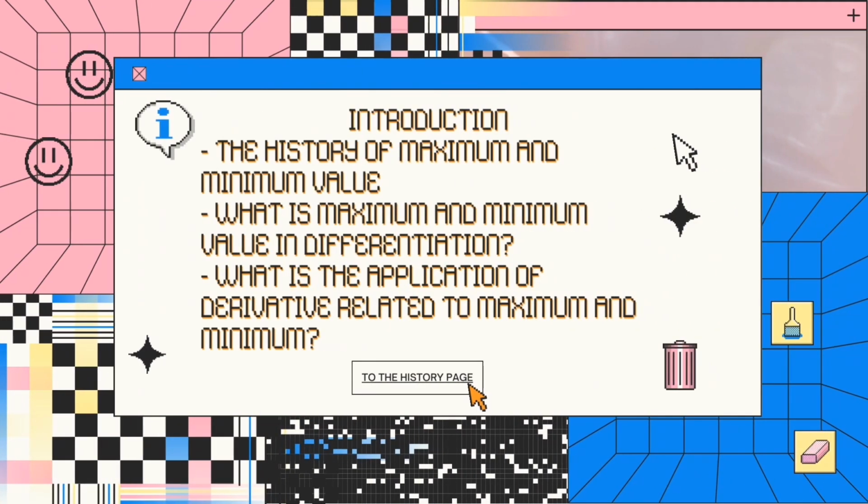The context for introduction in this video is, firstly, the history of maximum and minimum value. Second, what is maximum and minimum value in differentiation topic? And last but not least, what is the application of derivative related to maximum and minimum value.